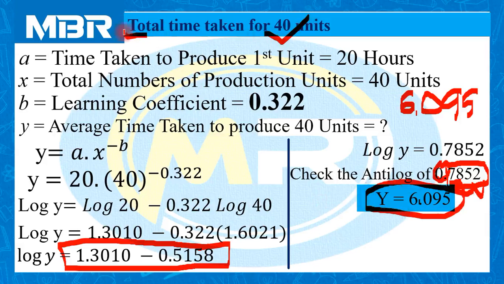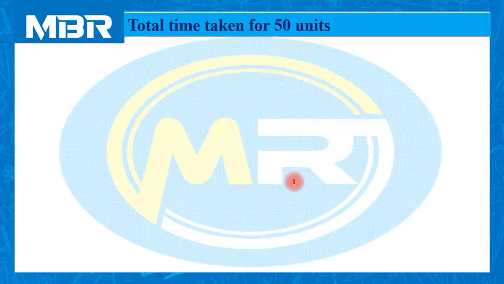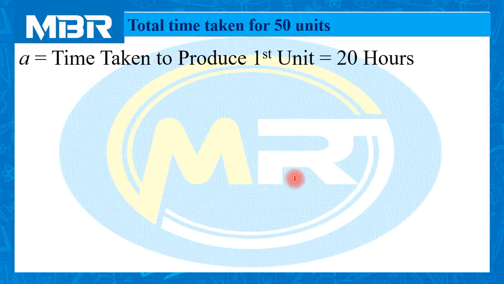And we have to calculate the total time taken. So in order to calculate the total time taken, 40 units multiplied by 6.095. So the total time taken for the manufacturing of 40 units is 243.8. Keep this figure in your mind. Let us move to the second part of the calculation. It is all about the total time taken for 50 units.